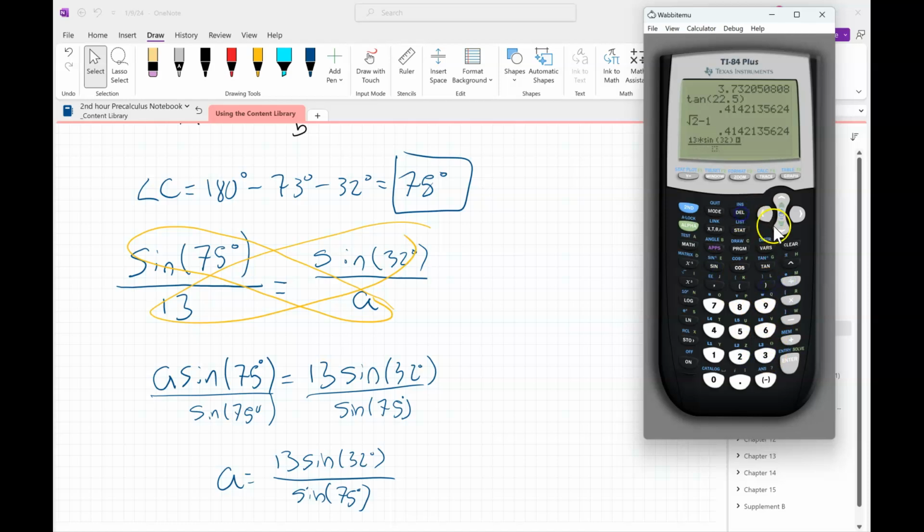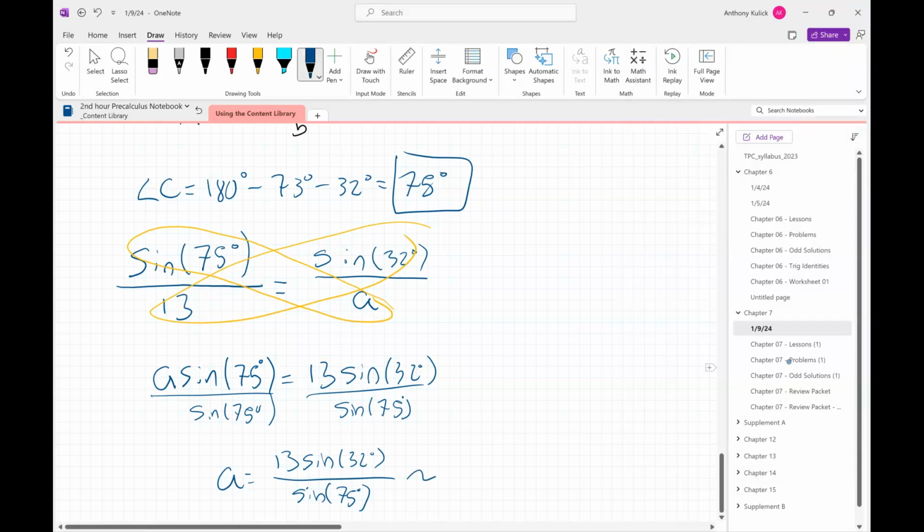What'd you do to get the fraction part? Alpha y equals, and then option 1. I just pressed enter. So that gives me about 7.13.